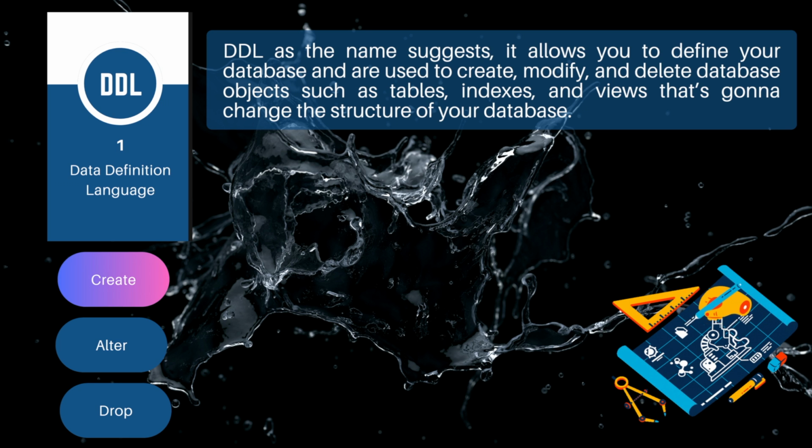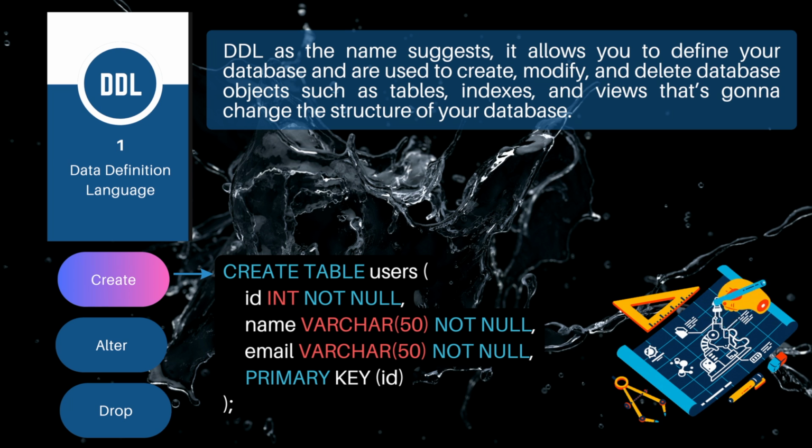So the create command helps you to create new objects in the database, like creating a new table with the specified columns and data types, or creating a new view or stored procedures, and so on. So let's look at this example. In this query, we are trying to create a table named user with 3 columns, that is ID, name, and email. The ID column is an integer and is set as the primary key of the table.